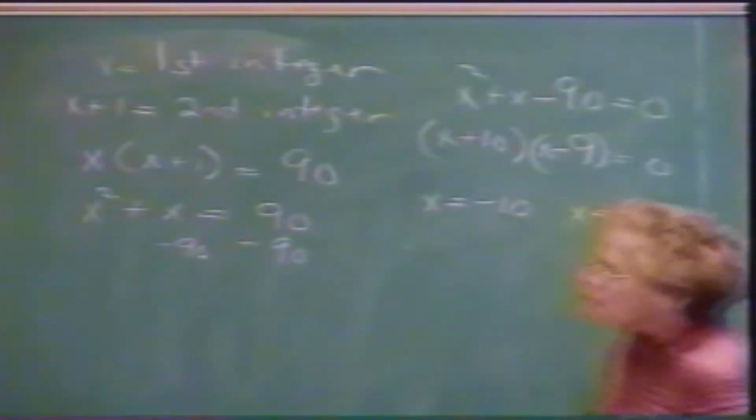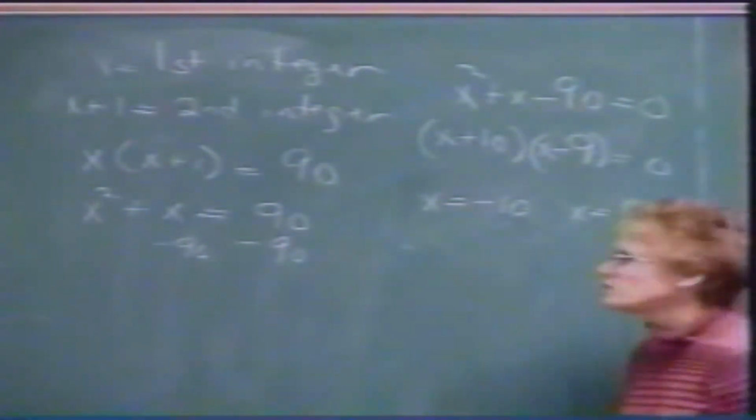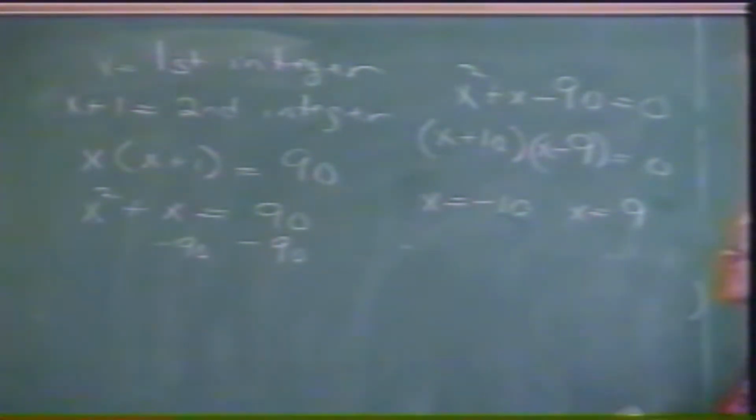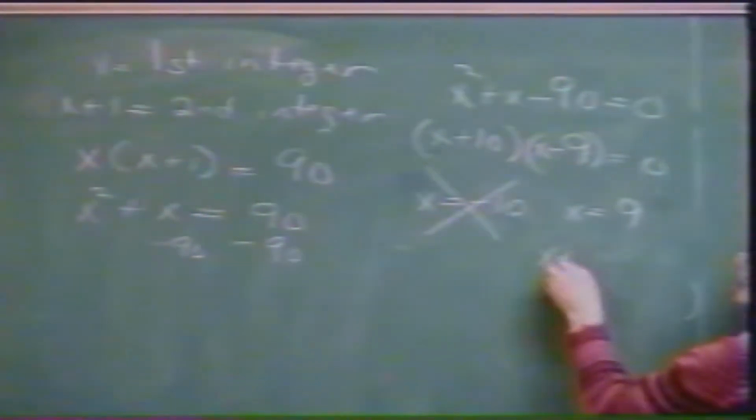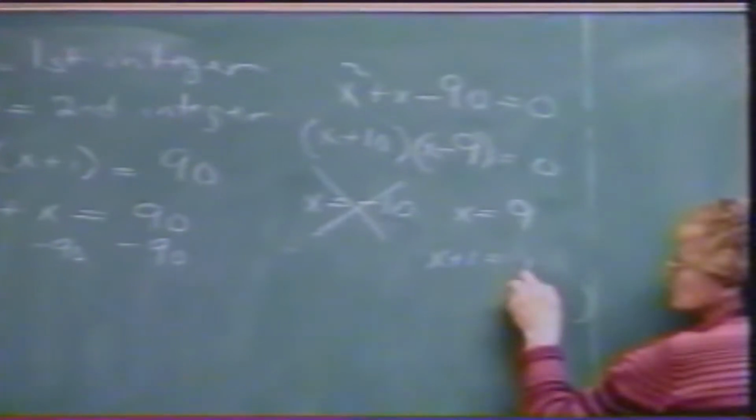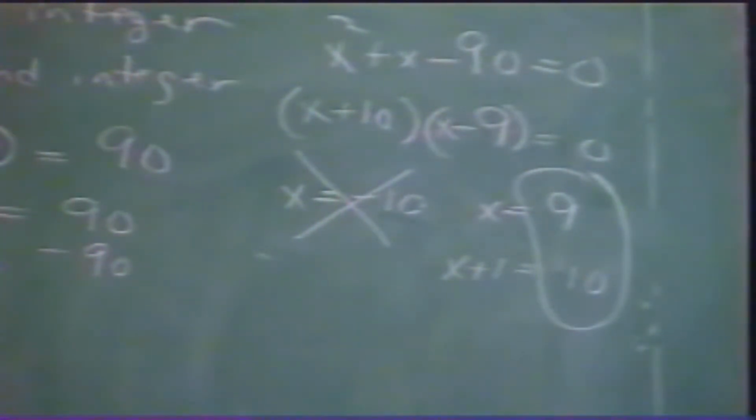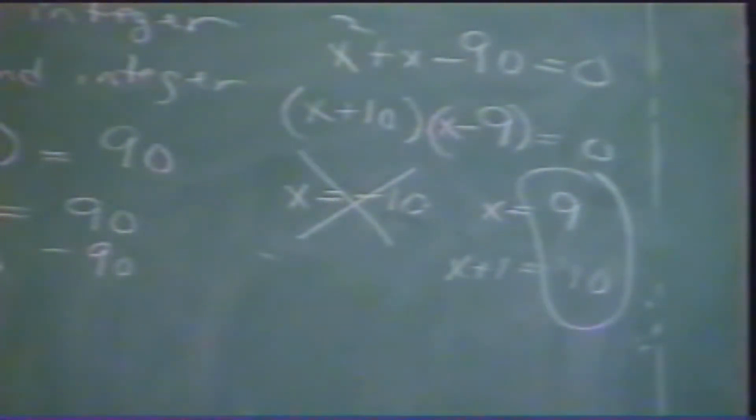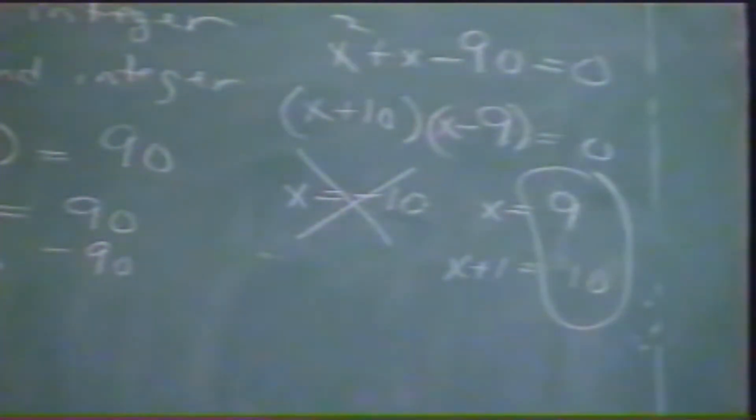But if you remember, your problem said we wanted positive integers because our problem was the product of two positive integers. So since we said positive, you don't even need this one. You just take the 9 and add 1 to that and get your 10. So your answers are 9 and 10, not negative 10 and anything. Your answers are just 9 and 10. And then if you check that, it said the product of them is 90. The product of these would be 90. So you've got it.